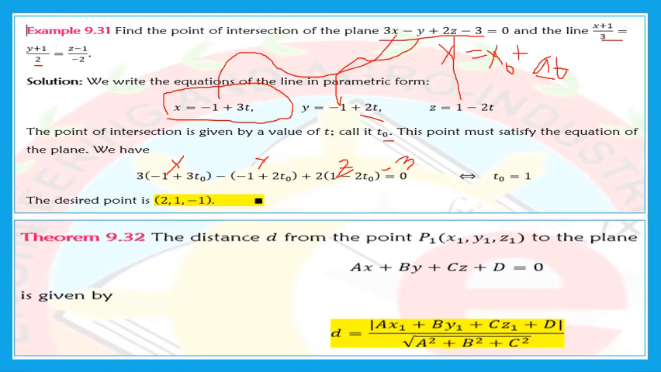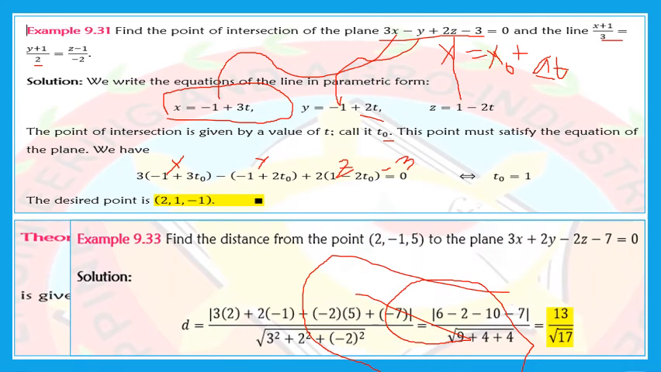In theorem 9.32, the distance d from the point P sub 1 to the plane ax plus by plus cz plus d equals 0 is given by this formula. Remember this formula. This is the distance from the point P to the plane. Okay, so let's give an example. Find the distance from the point 2, negative 1, and 5 to the plane 3x plus 2y minus 2z minus 7 equals 0. So, it is just substitution into the formula, class.